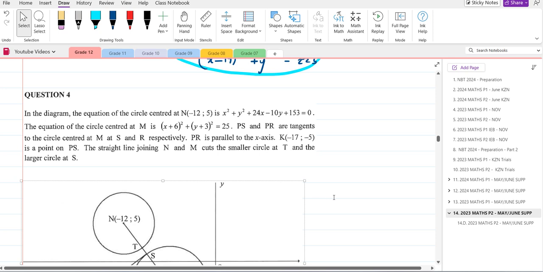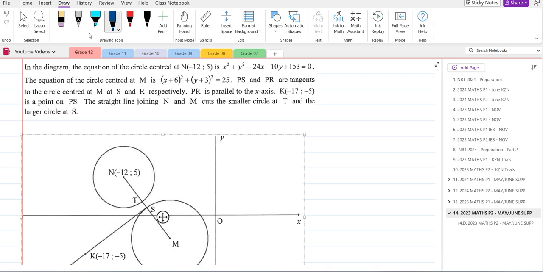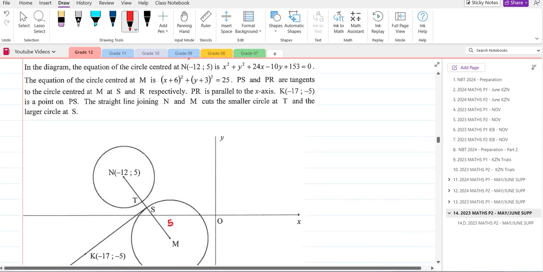Question 4. In the diagram, the equation of the circle centered at M is given. We are even given the equation of the circle, in other words we can find the radius. The equation of the circle center M is in center-radius form, that's easy. So the radius of the larger circle is 5, and the center M is minus 6, minus 3.